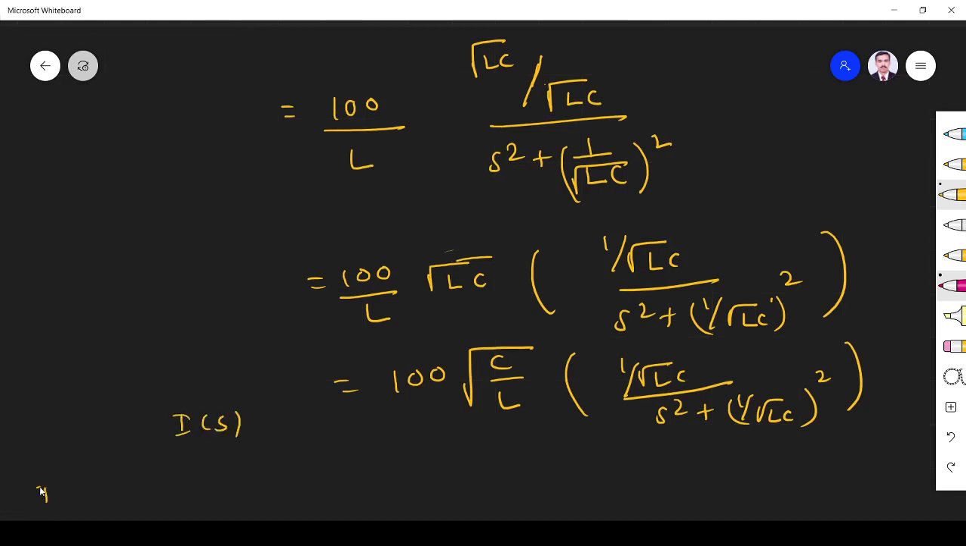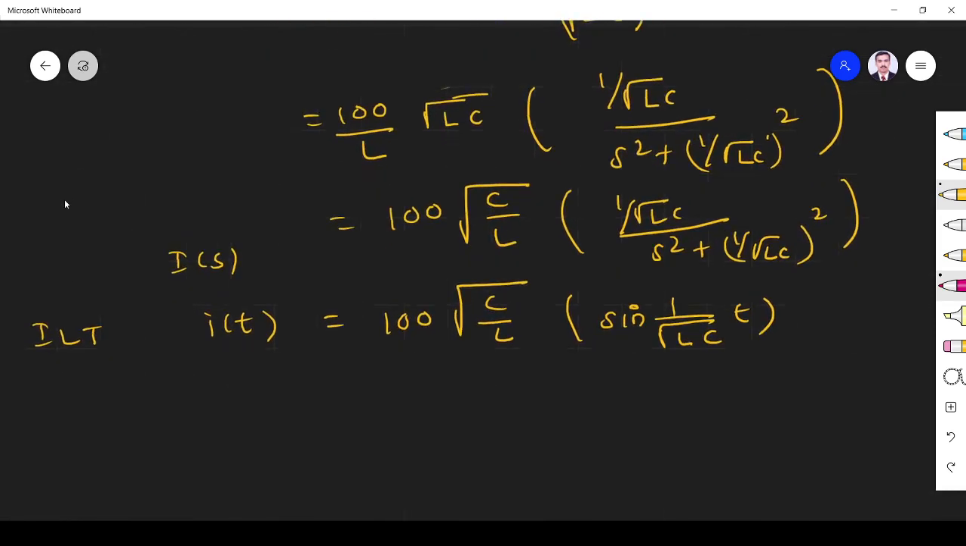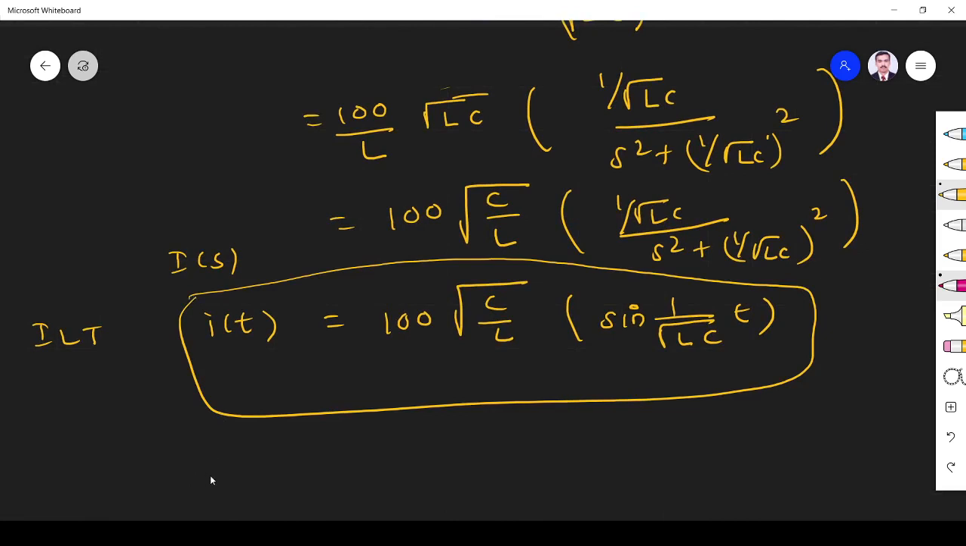Now I take the inverse Laplace transform. If I take the inverse Laplace transform, I will get I of t. I of t is equal to 100 root of C by L, and you see it is in the A by S squared plus A squared format. For that, the inverse Laplace transform is sine AT. So sine of 1 by root LC t. Hope now you understand why I manipulated like this. Okay. So I of t we found, and L and C values they have given, right? So I of t is equal to 100 into root of C by L.